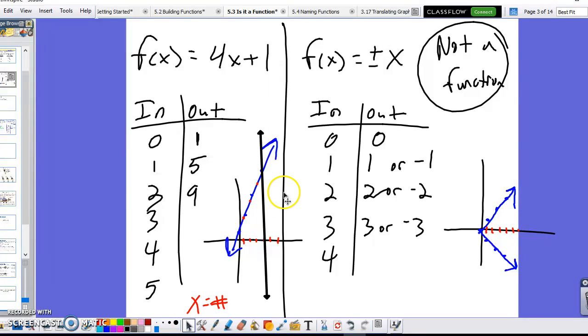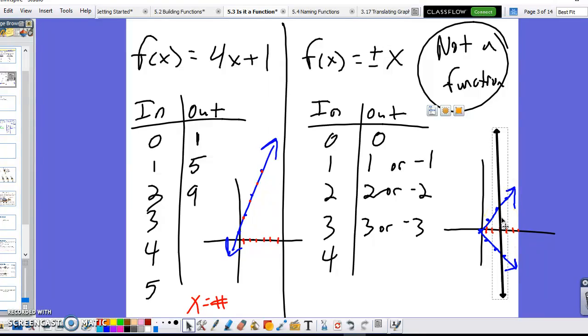It says, when x equals 4, where does this vertical line cross the graph? I see it crosses right there. So when x is 4, I have my output. When x is 2, my output, according to my table, should be 9. That's where it crosses the graph. Let's slide this test over to the other graph. When x is 2, shoot, it crosses in two different spots. When x is 3, it crosses in two different spots.